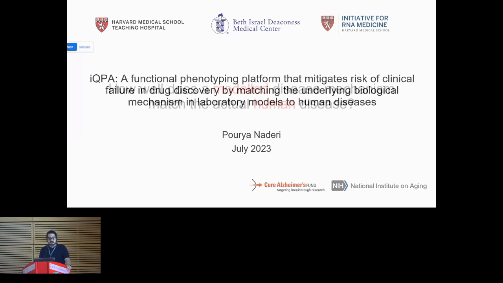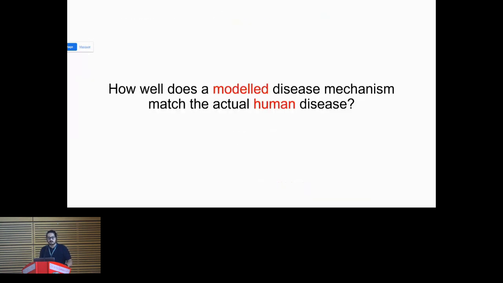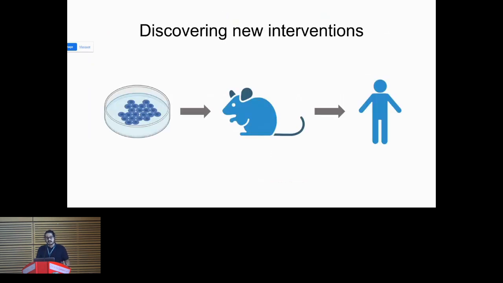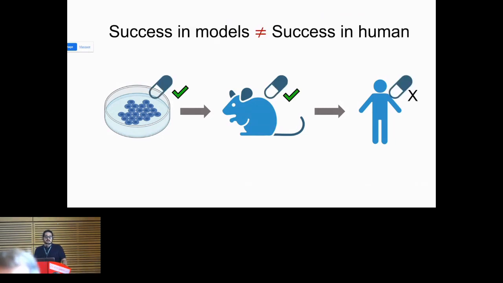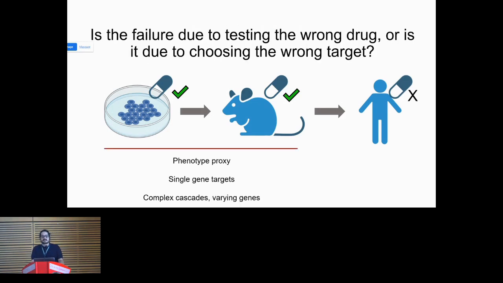The fundamental question of my research is to understand how well a model disease mechanism matches the actual human disease. The standard approach to discovering new interventions often starts from preclinical models, such as cell systems and mouse models, and then successful interventions are translated into human clinical trials. But often, interventions that are successful in preclinical models fail to replicate the success in human clinical trials. So the question is, is the failure due to the wrong drug, or is it due to choosing the wrong target?